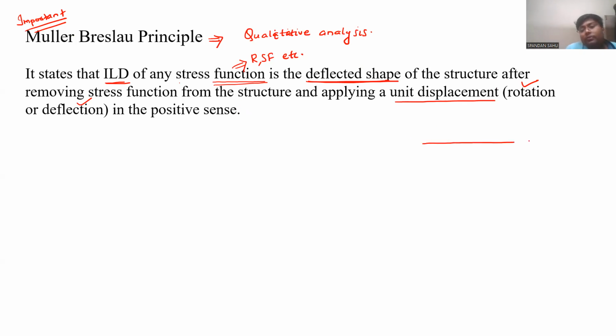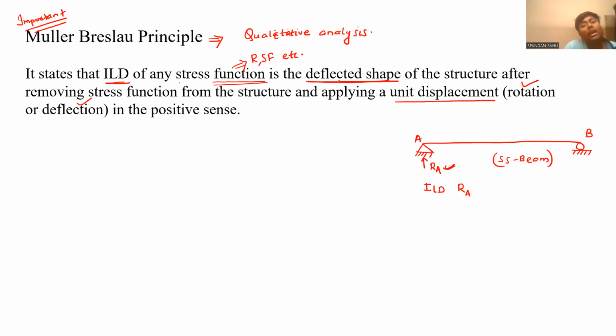Suppose the simplest structure I am taking again. This is a simply supported beam. Suppose this is point A, this is point B. So we have to draw the ILD for RA. RA means the reaction at A. According to this statement, they are telling the ILD of any stress function. For our case, for now, it is RA.